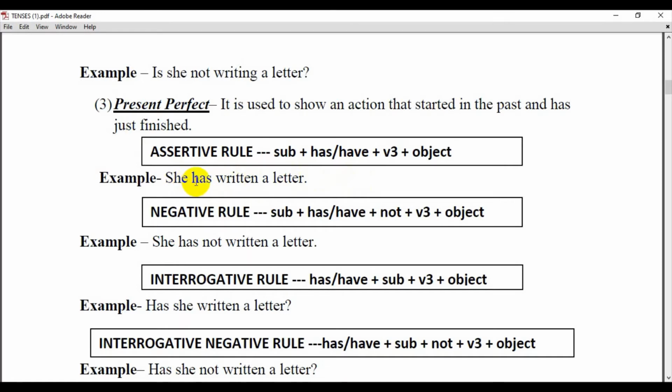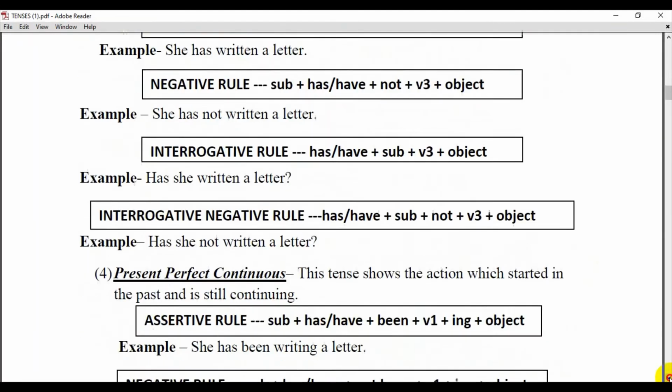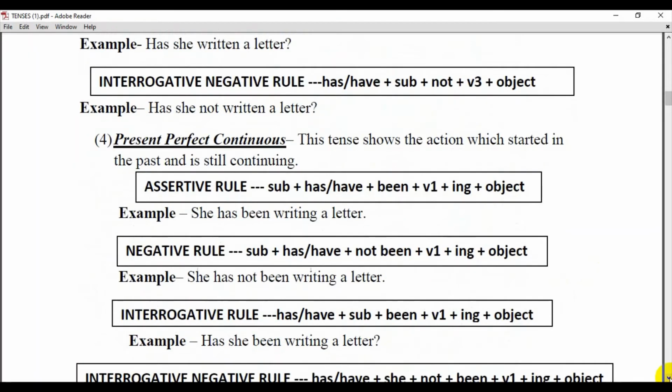So she has written, of course, and with the verb we need to use verb form 3, which is the past participle version of the verb, if we can say so. And we have the present perfect continuous, which consists of subject, has or have, been, plus verb plus ing, plus object or a complement, and so on.